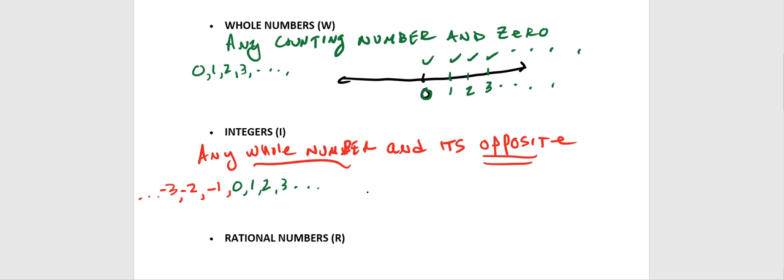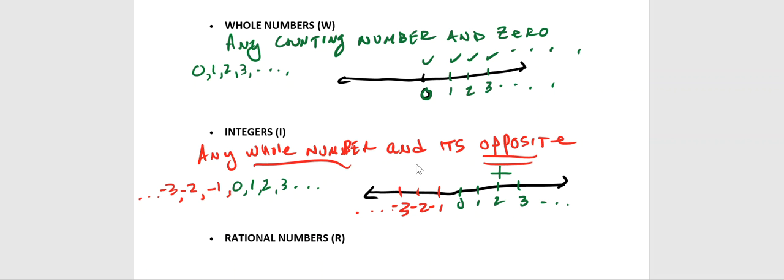So look at how this expands our number line. Here's our number line. Here's our whole numbers, 0, 1, 2, 3, dot, dot, dot. And now I'm simply going to add all of their opposites accordingly. So now I'm covering not only the right side of the number line, all my positives, I'm also covering the left side, all my negatives, but still avoiding all that space in between. So that is the next thing that we have to give a definition to.